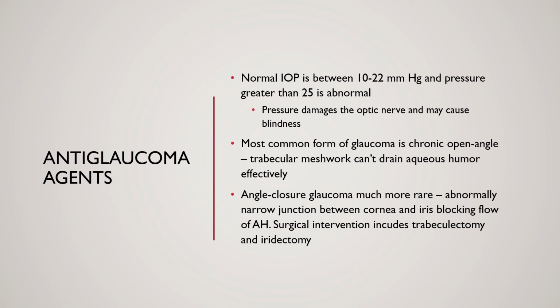The most common form of glaucoma is the chronic open angle. The trabecular meshwork can't drain aqueous humor effectively. Angle closure glaucoma is much more rare. Only about 5% of the population that is affected by glaucoma has this particular form. It is a narrow junction between the cornea and iris, and that blocks the flow of that aqueous humor. Surgical intervention for this usually includes a trabeculectomy and iridectomy.